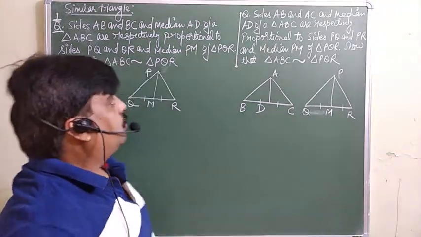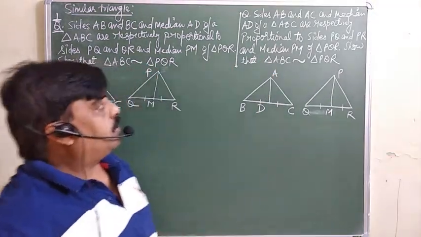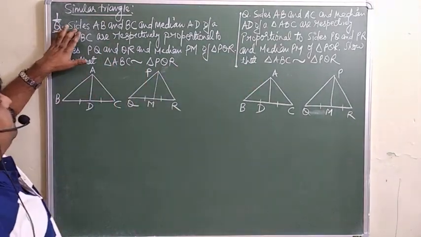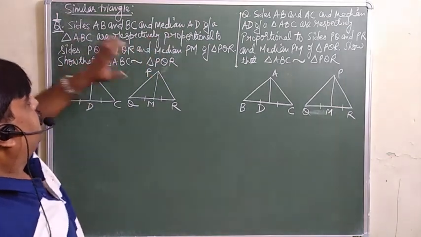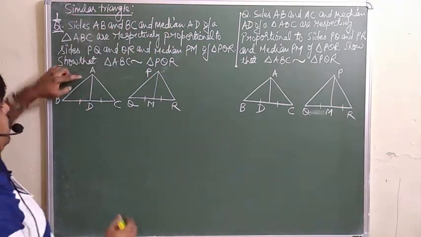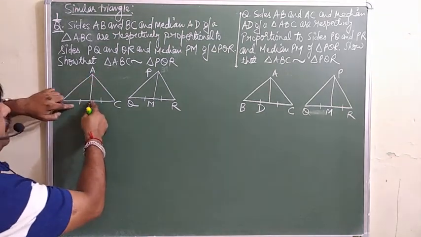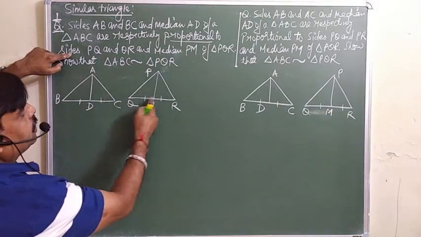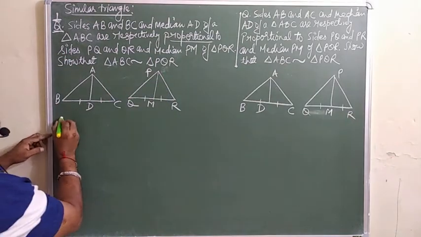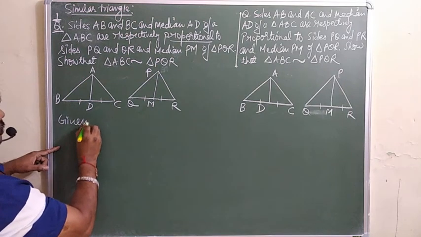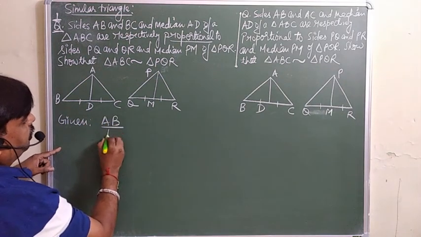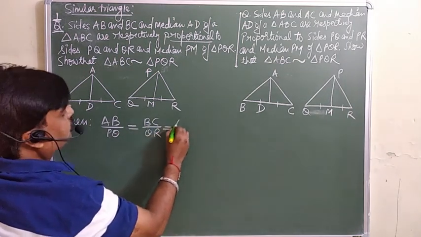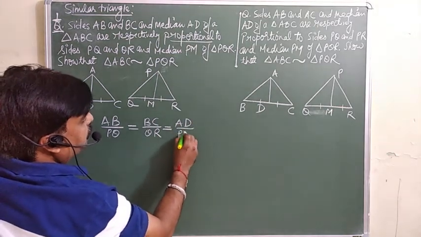Hello everybody. Now these two questions I am taking, and let us try to understand first of all what is the difference in these two questions. This first one is given: there is a triangle ABC. In triangle ABC, sides AB and BC and the median AD are proportional to the sides PQ and QR and median PM. This means the information given here is AB over PQ is equal to BC over QR is equal to AD over PM. This is given here only.